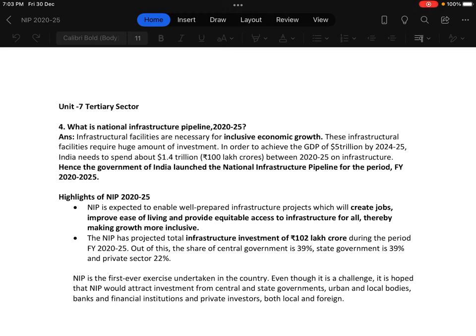Just go through the answer properly, understand the concept, understand the meaning of infrastructure, and what is the necessity for launching a particular program called the national infrastructure pipeline, what is the period of this national infrastructure pipeline, and what this project is aiming for, that is, creating jobs, improving the ease of living, etc. Also, what is the amount of investment required, and who are all the participants of this national infrastructure pipeline. So go through the answer properly, revise it, and please prepare this for your board exam.